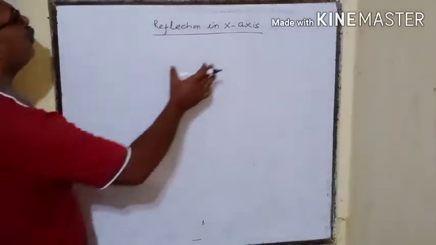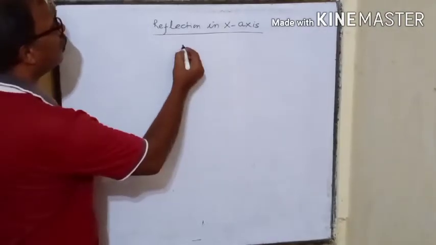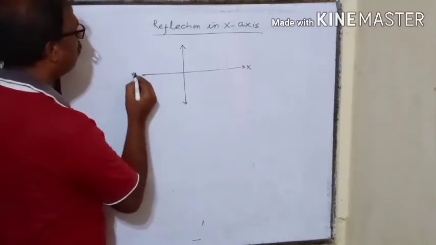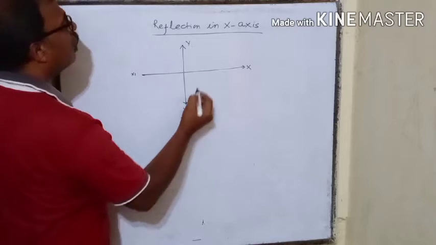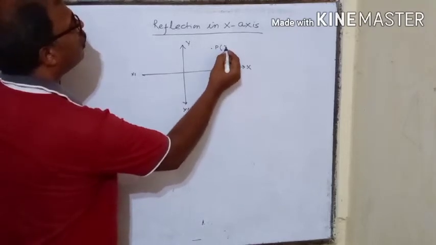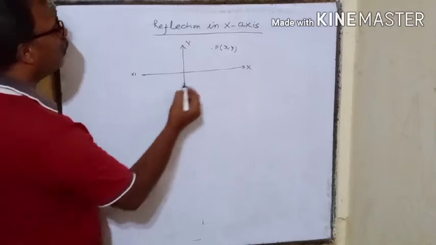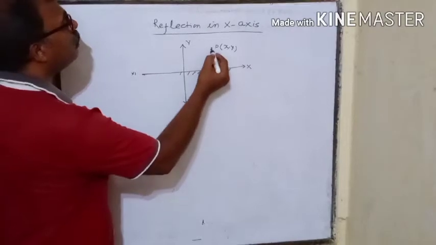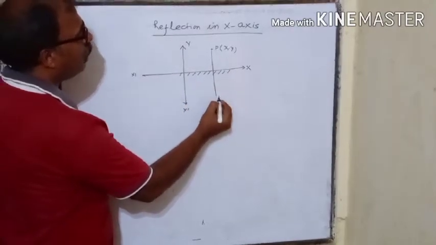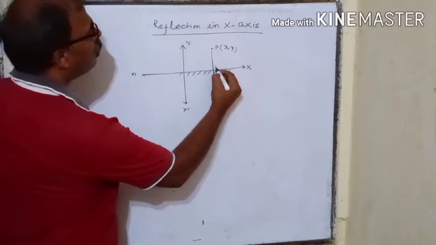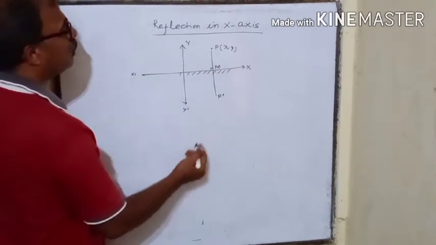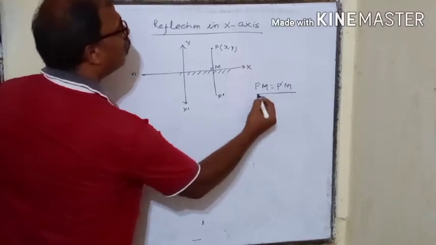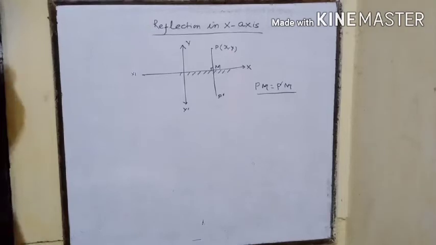So now we are going to read how reflection will take place in the x-axis. This is the coordinate axis, representing x and x dash, and y and y dash. And here is a point, say its coordinate is x, y. Here the x-axis will behave as a mirror, and we have to see its image. So the image will be formed at P dash in such a manner that PM is perpendicular to the x-axis, and the length of PM is equal to the length of P dash M, as we know that image distance is equal to object distance.